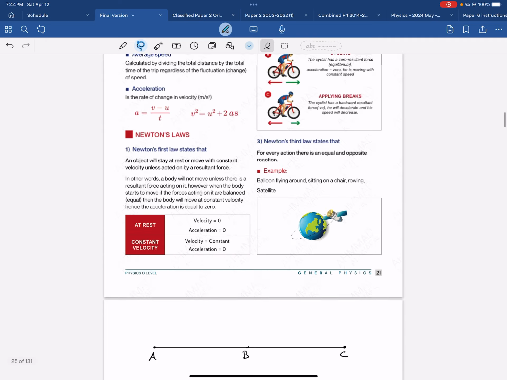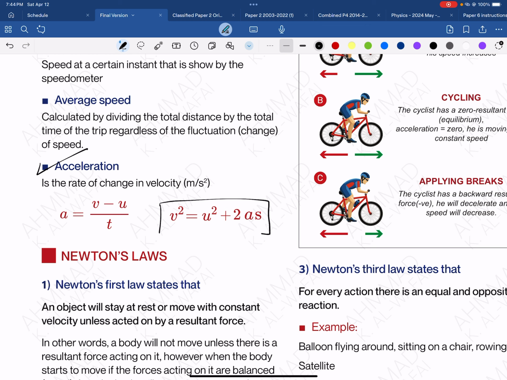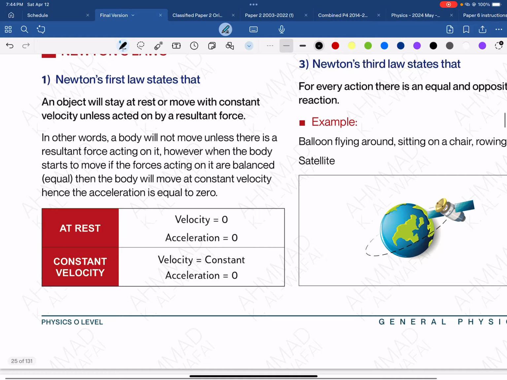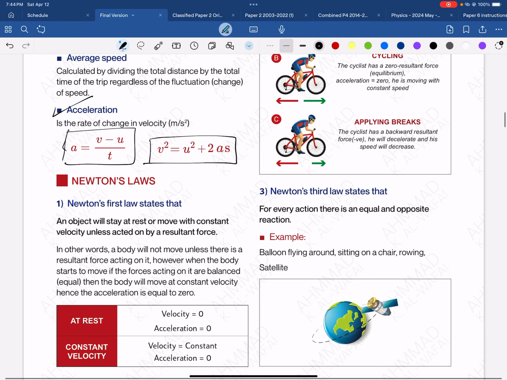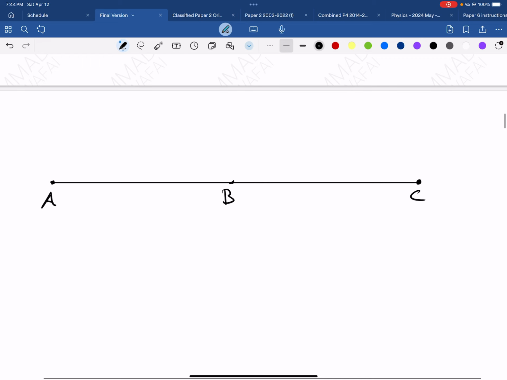Okay, now let's move to a different thing. Now we're going to talk about acceleration. Now, as you can see, acceleration is the rate of change in velocity. This equation is for those who are studying at Excel, but now I'm talking for Cambridge students. Now, as we said, it's the rate of change in velocity, how much the velocity is changing. There are two types. One that is positive and the other is negative. As we said, acceleration is a vector. So it can be a positive value, it can be a negative value.